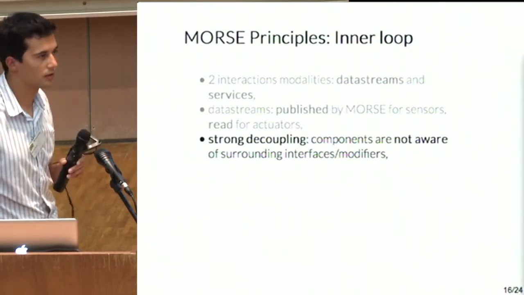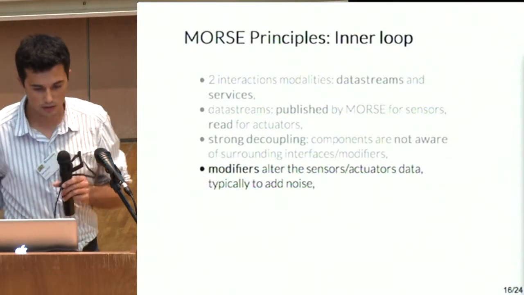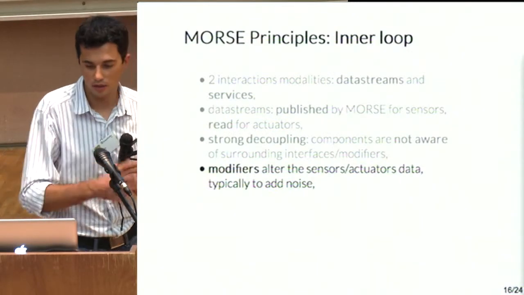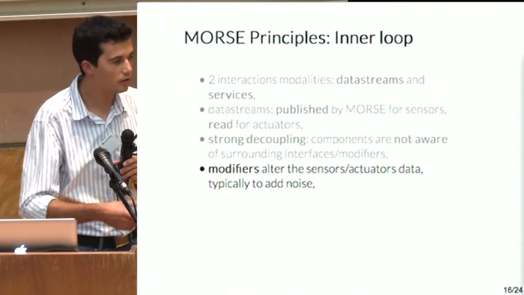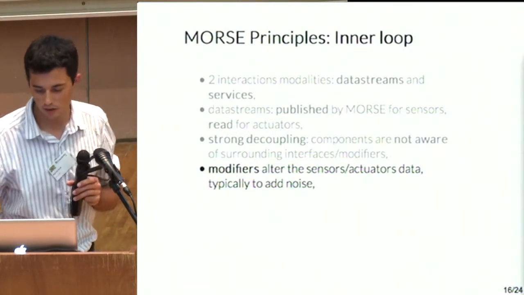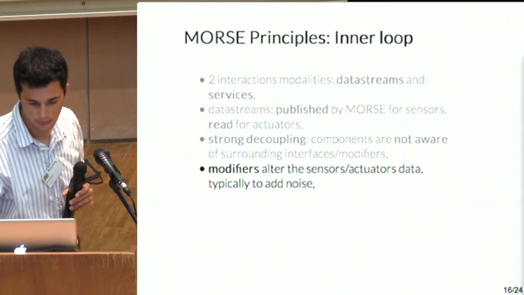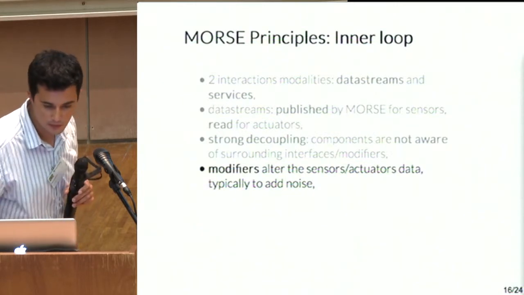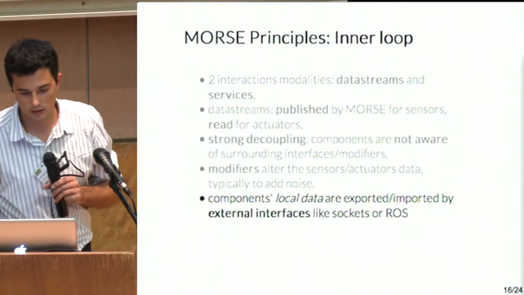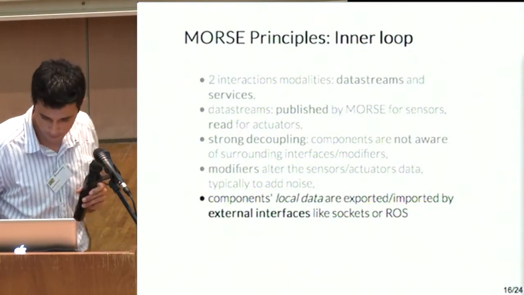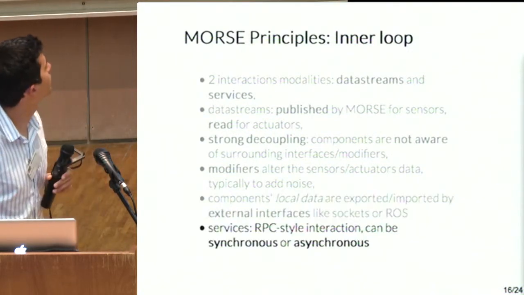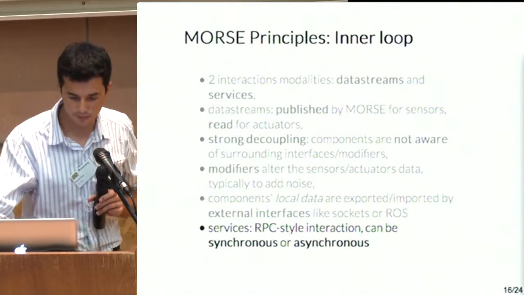Modifiers alter the sensors' and actuators' data. So the same, there is no direct communication inside the sensor; the link to the modifier is made outside by a dynamic link. And the components' local data go to an external interface like a socket or ROS. And services, as you know, can be synchronous or asynchronous.